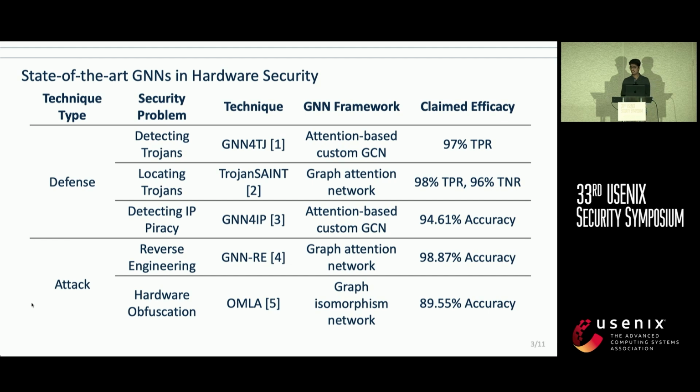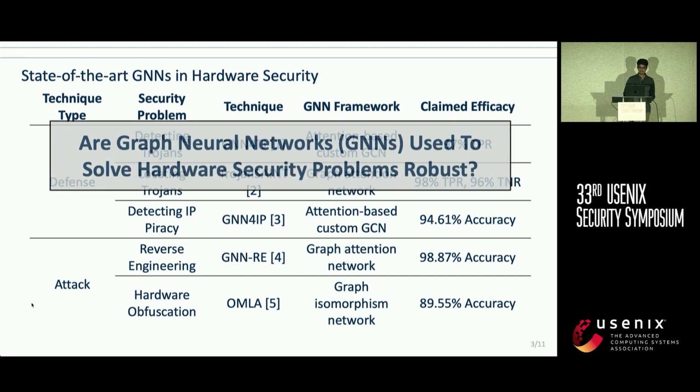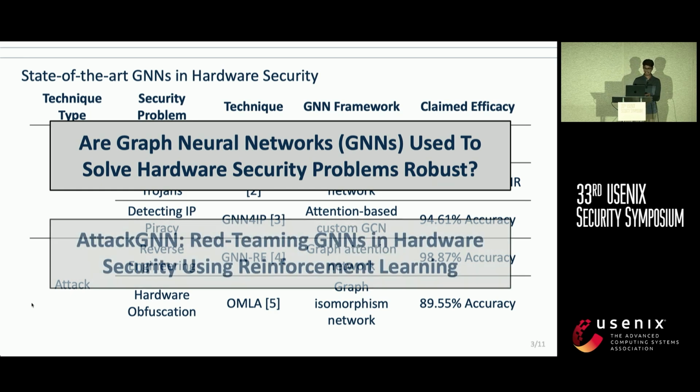And these GNNs have shown tremendous accuracy. For example, you can see in the last column on the right, they have close to 100% accuracies and true success rates on all of these problems. The question that we ask is, how robust are these GNNs? To answer that question, we devised this technique called AttackGNN, where the idea is we want to test the robustness of these GNNs using reinforcement learning.